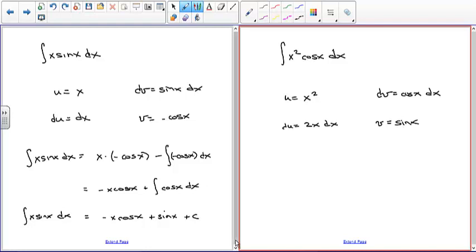Okay, so we've got everything we need now. So plug them in there. You've got the integral of x squared cosine of x dx equals u times v, minus the integral of v times du.